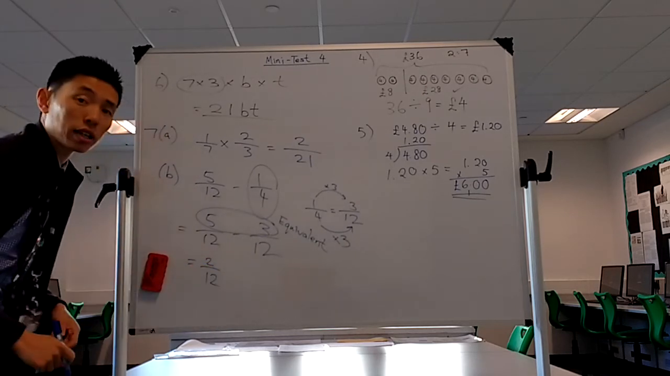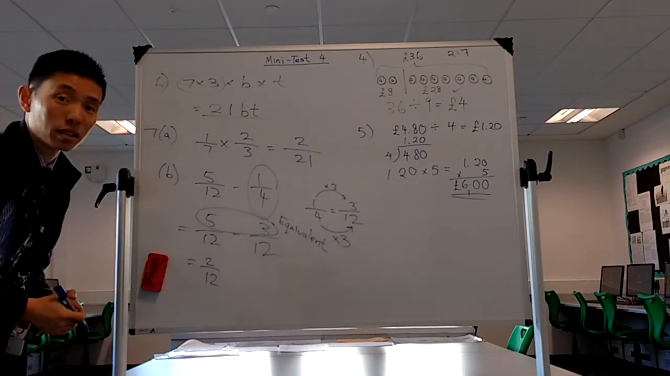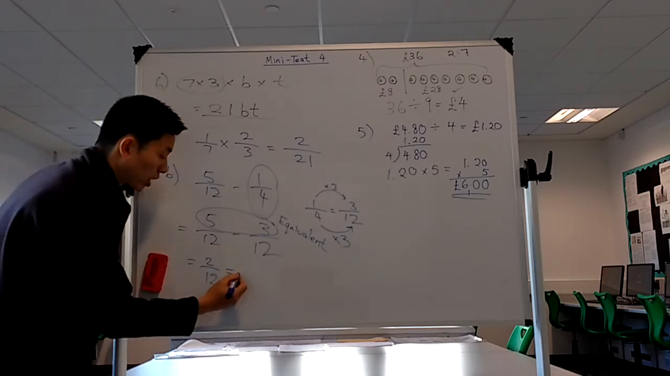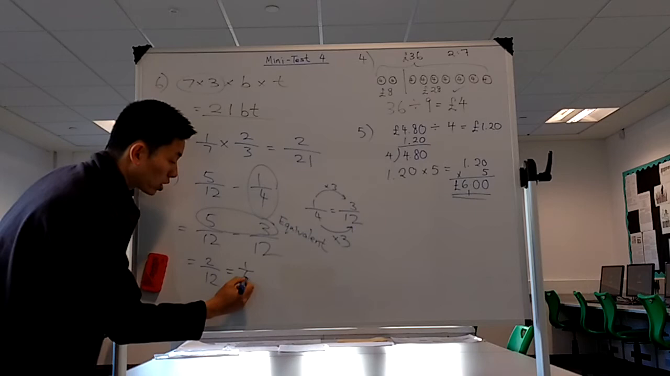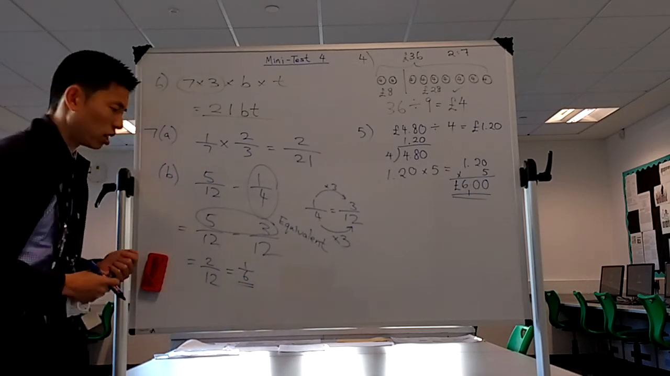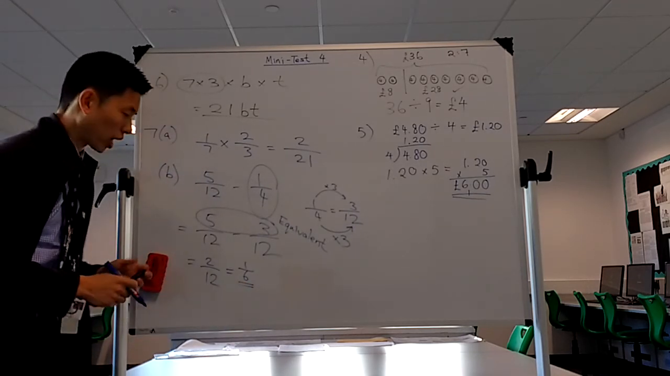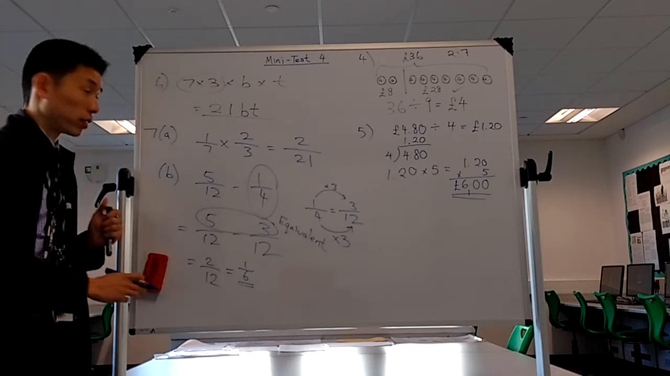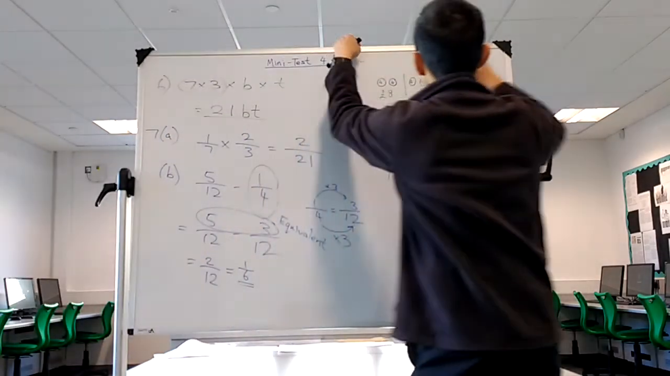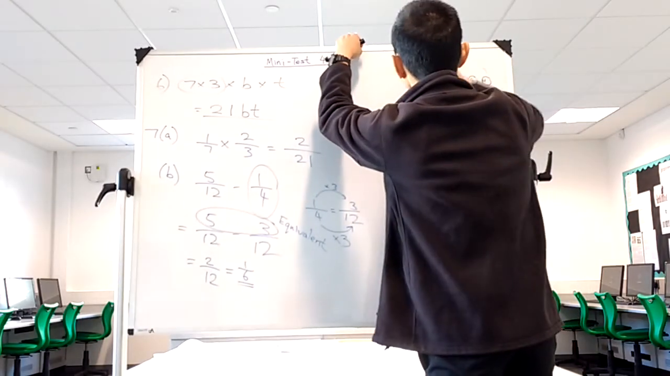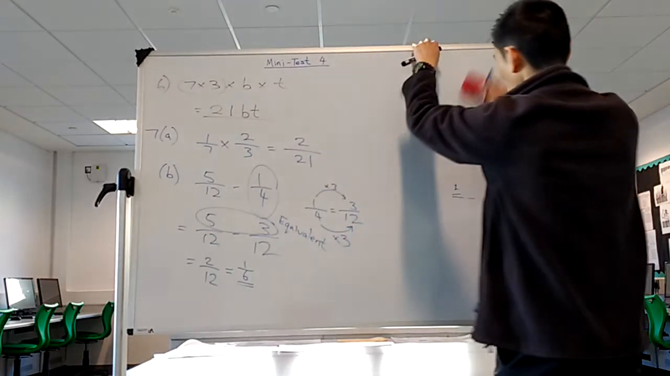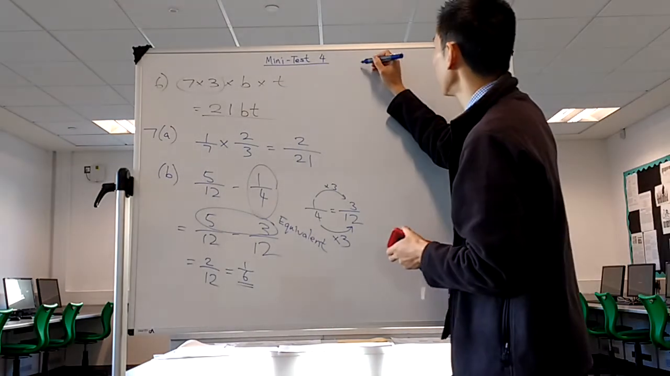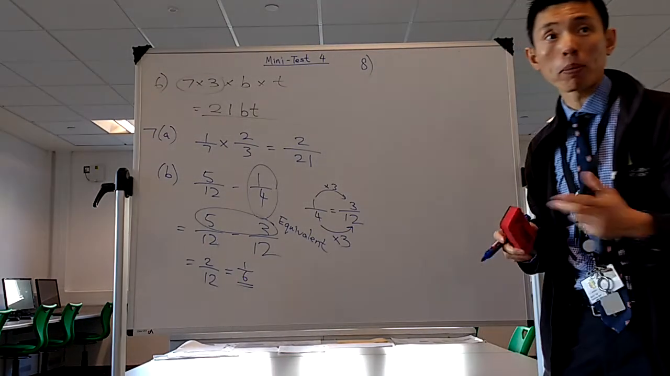Some students leave the answer like that because it doesn't specifically say you need to simplify. So you can cancel that down to 1 over 6 for a much better looking answer. Okay. So that's number 7. I'm going to finish off with number 8 because that's all the time I've got this time round. So number 8, one of the more popular questions now.